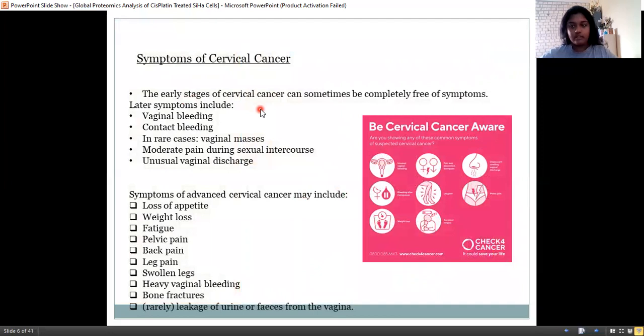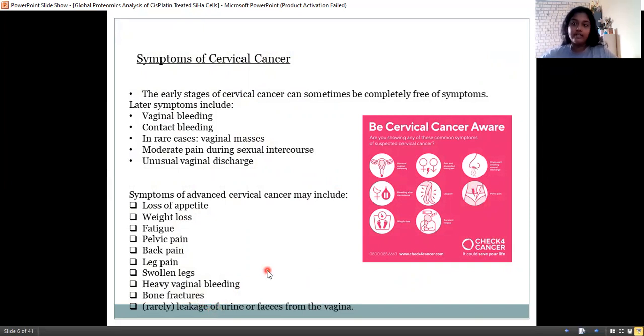There are many different symptoms of cervical cancer. In the beginning stages, cervical cancer can actually be asymptomatic. Later symptoms include vaginal bleeding, contact bleeding, vaginal masses, pain during sexual intercourse, unusual vaginal discharge, etc. There are some more symptoms of advanced cervical cancer, like loss of appetite, fatigue, pelvic pain, back pain, heavy bleeding, bone fractures, and rarely also leakage of urine or feces from the vagina.